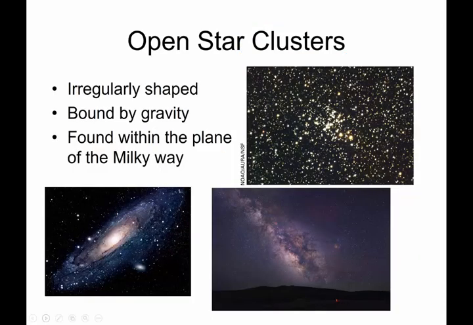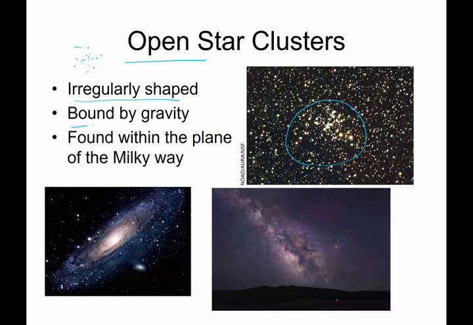There are two primary types of star clusters. One is called an open cluster. The other kind is called a globular cluster. Now, an open cluster of stars is irregularly shaped. This is a picture of an open cluster of stars. The actual cluster itself does not have a lot of structure. It doesn't look particularly round. It doesn't look particularly oval. It is just a collection of different stars that are kind of wadded up together.